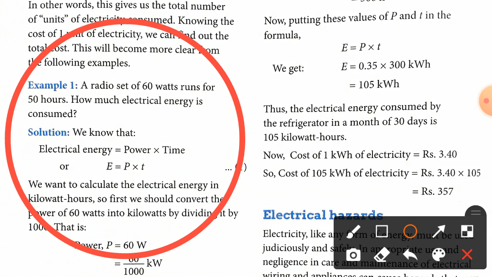So a radio set of 60 watts runs for 50 hours. How much electric energy is consumed? Calculate it and then kindly tell me in my comment section. Fine. Now we will move to what is electrical hazards.